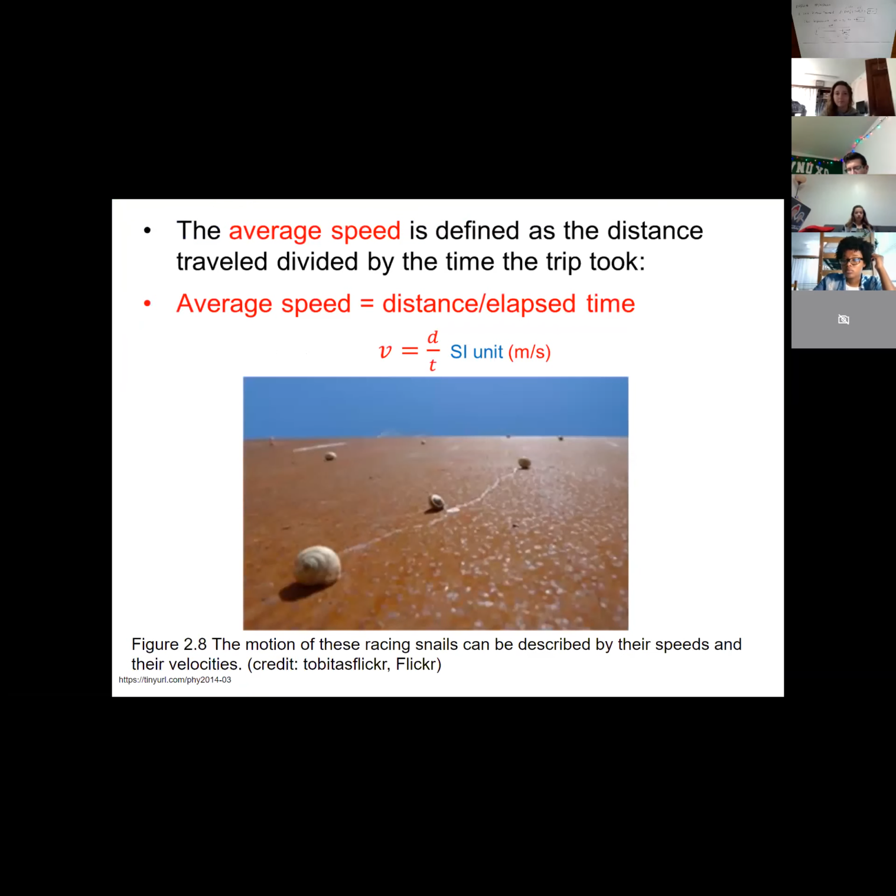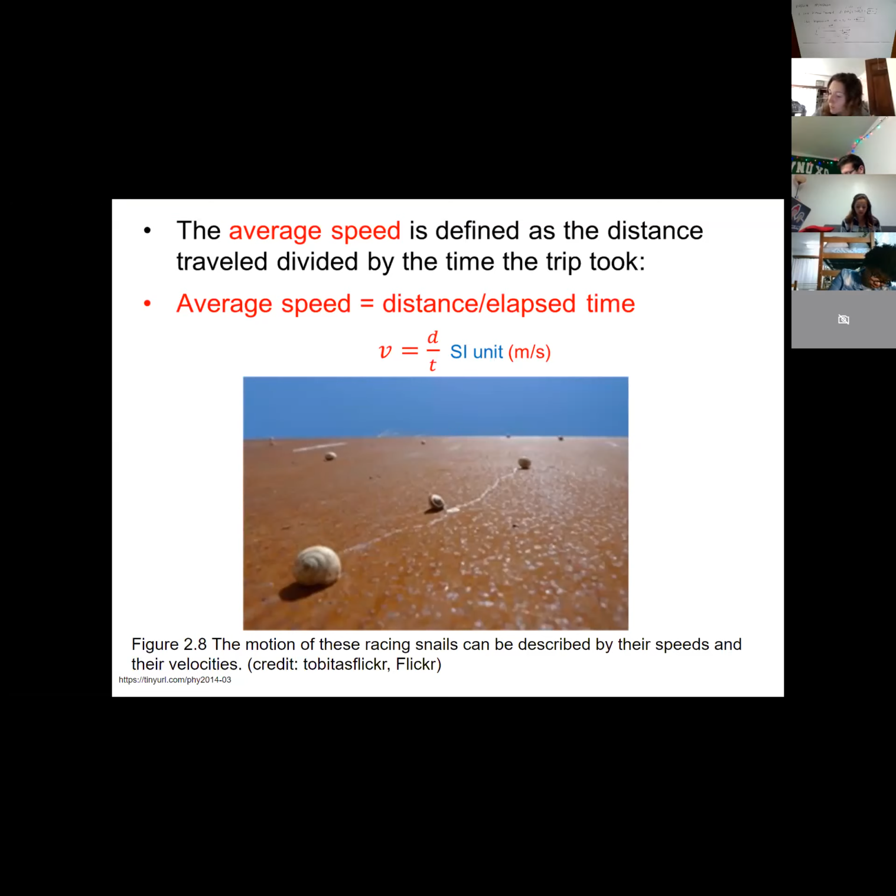All right. Now, the next quantity in this section we would like to talk about is average speed. Speed is simply how fast the object is moving. For average speed, between two instants or two positions, say an object moving from position A to position B, in this case the snail moves from one position to another, then we can calculate its average speed.